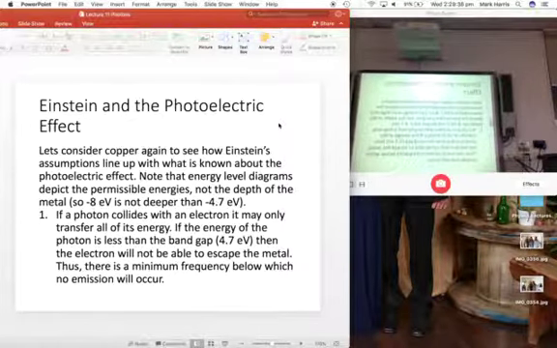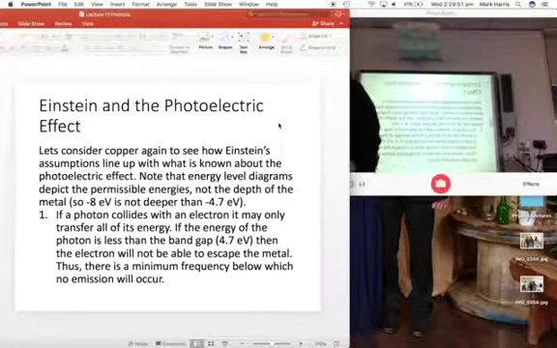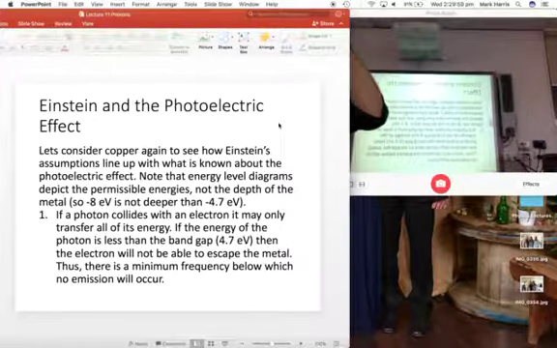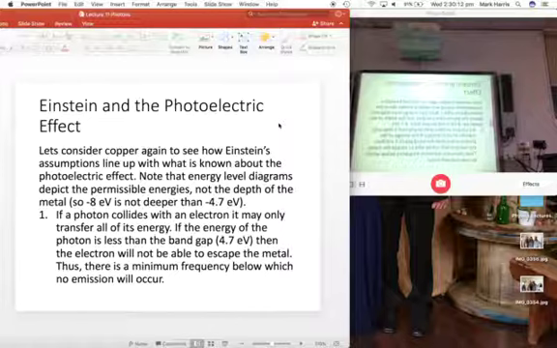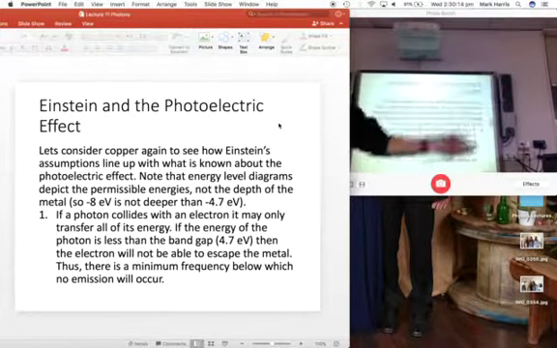Note that the energy level diagrams that we've been using depict it as an energy level, but it's not an actual depth. So an electron with an energy level of -8 could be exactly the same point as 4.7. They could be at the same level, like they could be sitting on the surface of this desk right now. They don't have to be deeper than. They're in that sea of electrons.